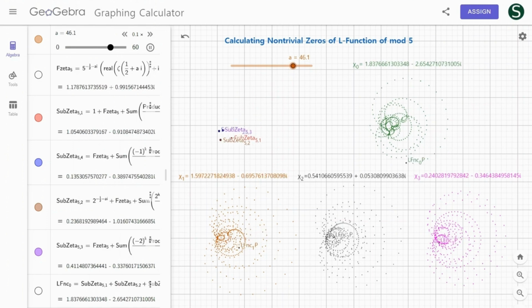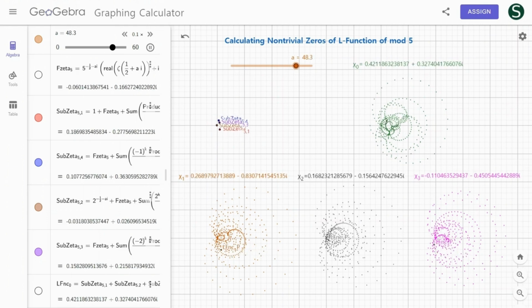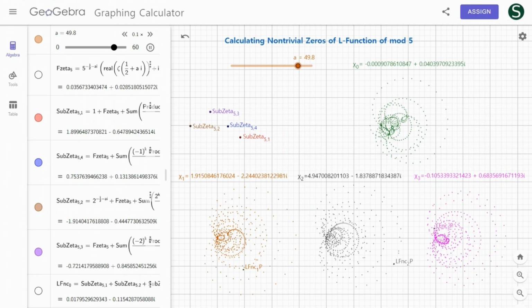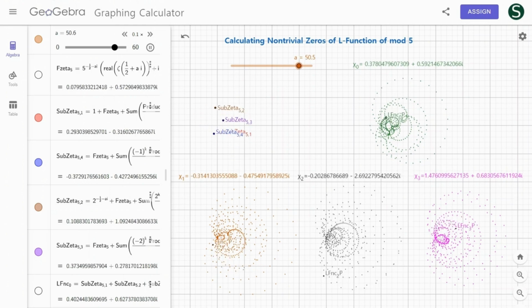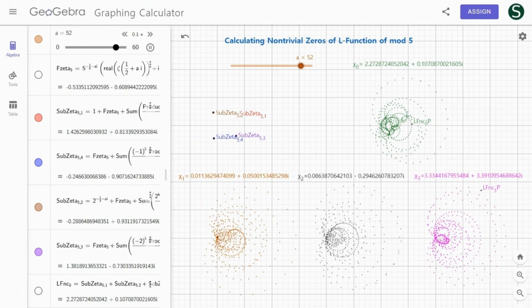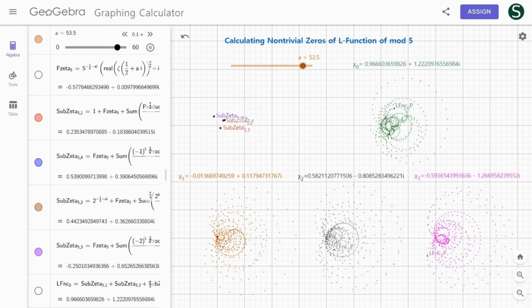Therefore, the common first term of the subordinate zeta functions cancels out. Unlike the L function of mod 3, intersecting the subordinate zeta functions or being symmetrical to the origin does not make the nontrivial zeros of the L function of mod 5, and the real and imaginary parts of the subordinate zeta functions cancel each other to make nontrivial zeros.